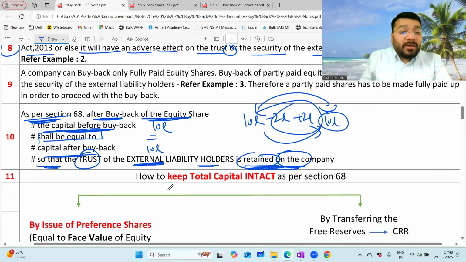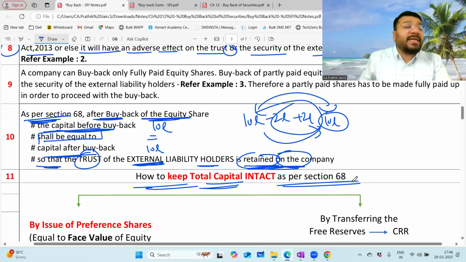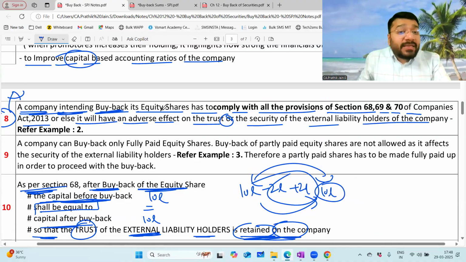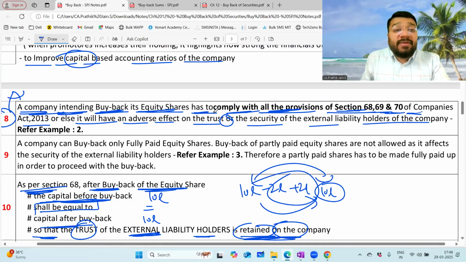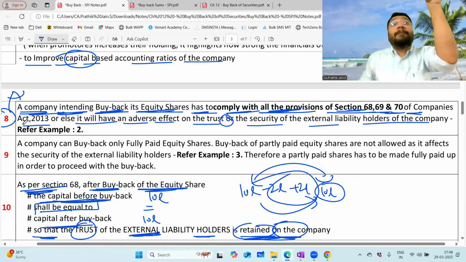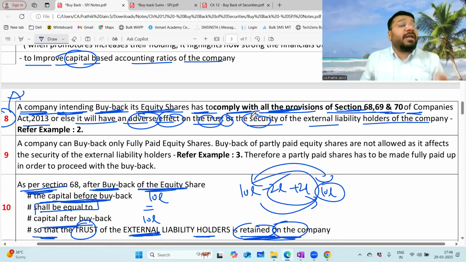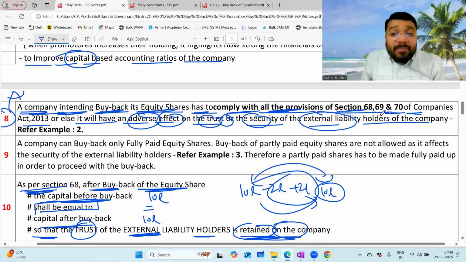So how to keep the total capital intact as per Section 68? Let's come to point 8 here. A company intending to buy back its equity shares has to comply with all the provisions of Sections 68, 69 and 70 of the Companies Act 2013. If you don't comply, what will happen? It will have an adverse effect on the trust or the security of the external liability holders of the company.